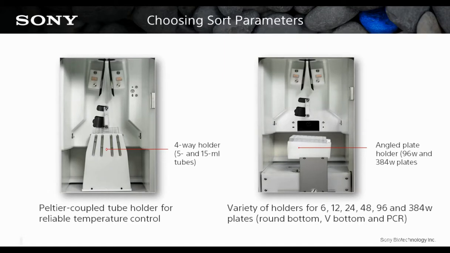On the MA900 cell sorter, the user has a choice of sorting into 2- and 4-way tubes using Peltier-coupled tube holders that keep the sample cold at all times. Alternatively, single-cell sorting into plates can also be performed, again using special holders that provide a precise fit for different types of plates. So this was a complete overview of how to set up for sorting. We will next look into how to optimize sorting for different applications on the same instrument.